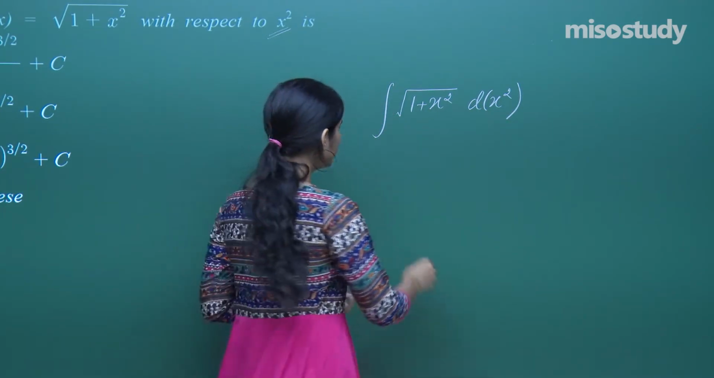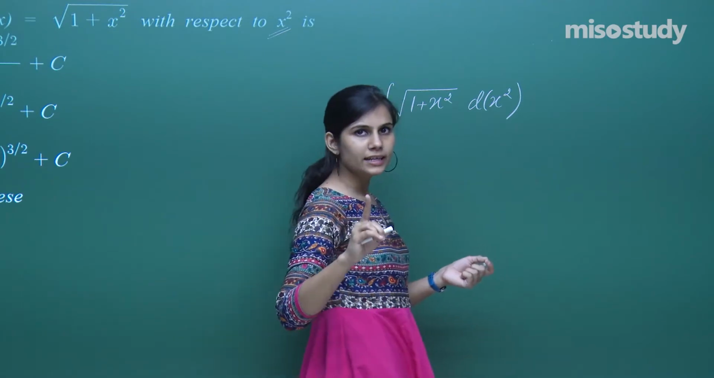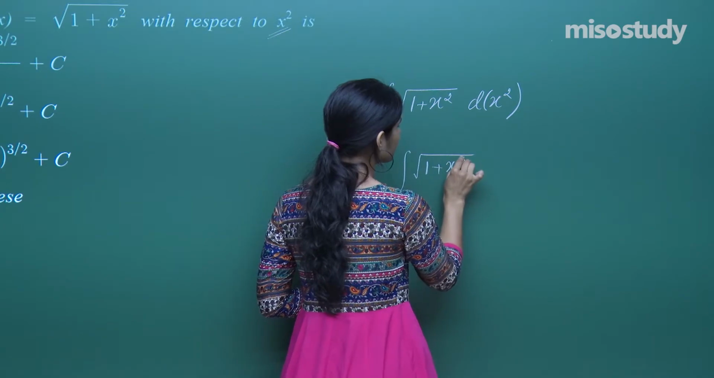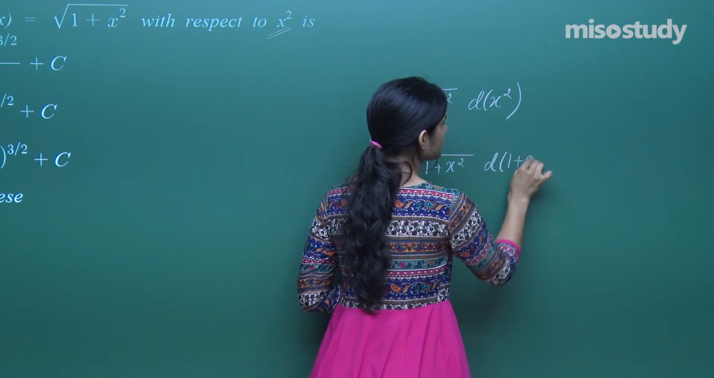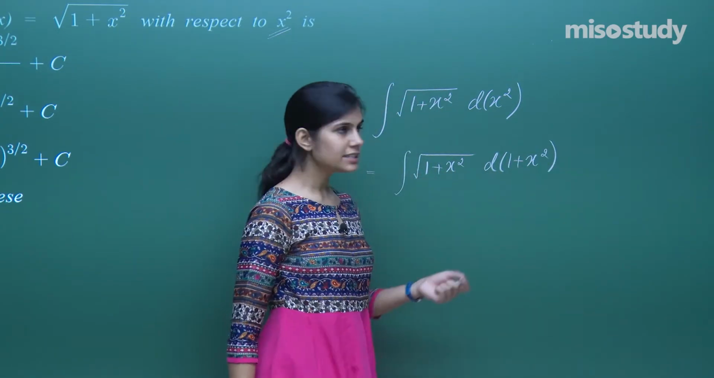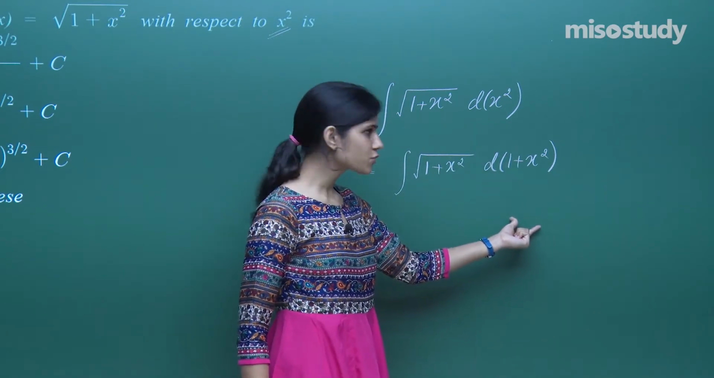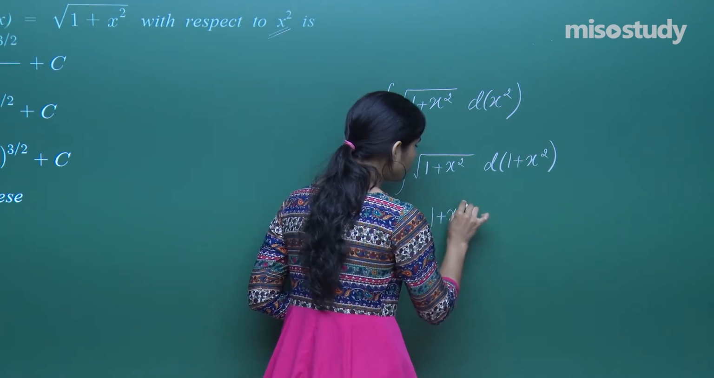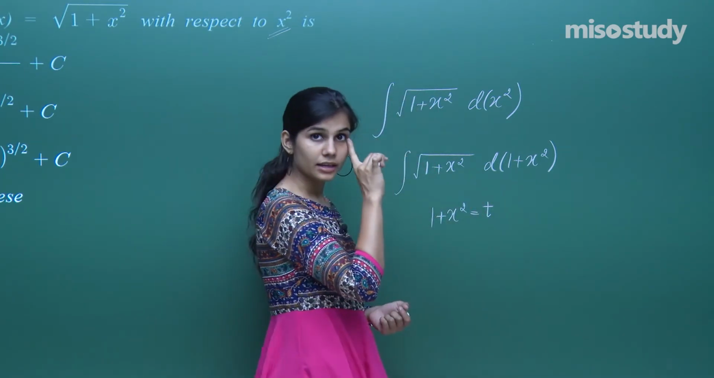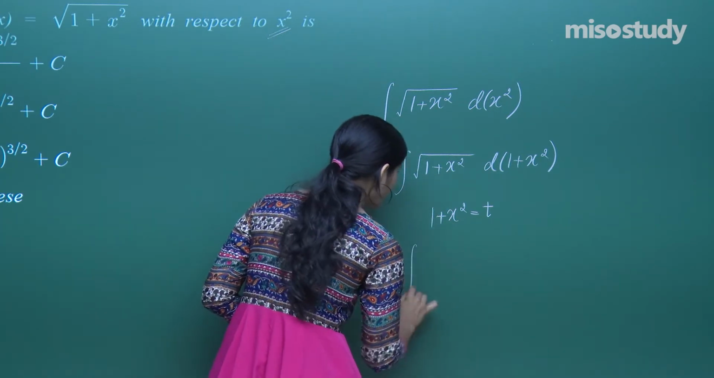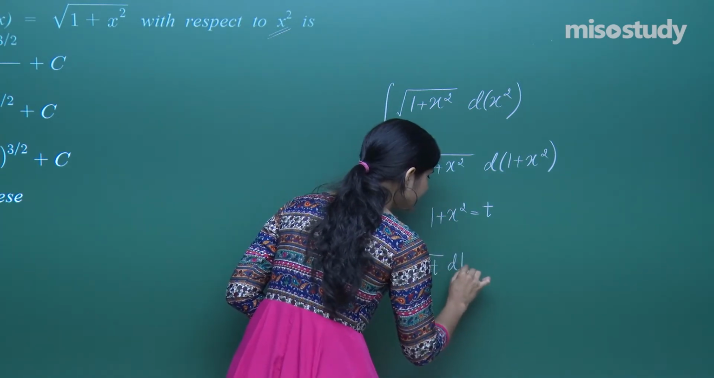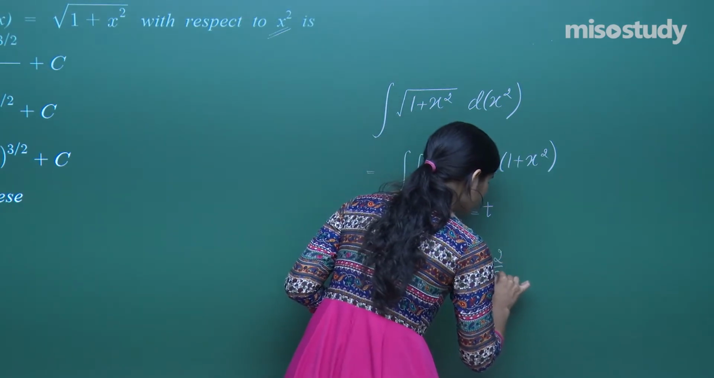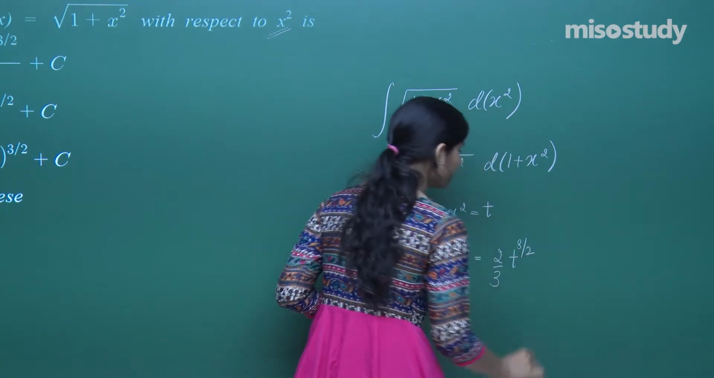itself. Now if you can understand, because 1 is a constant, therefore this can be rewritten as d of 1 plus x square. Right? d of x square is the same as d of 1 plus x square, 1 is a mere constant. Now if I take 1 plus x square as t, I get integral root t dt, which is something very easy, you know. This is nothing but equal to 2 by 3 t to the power 3 by 2.